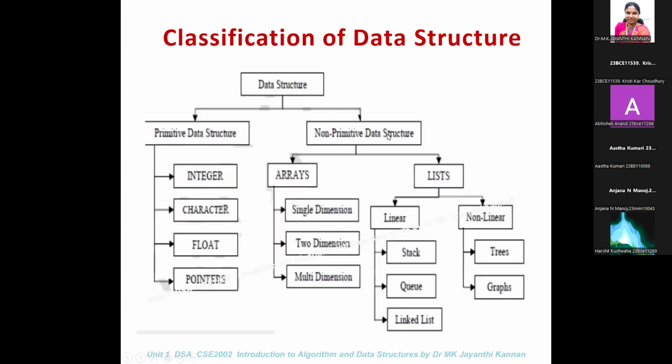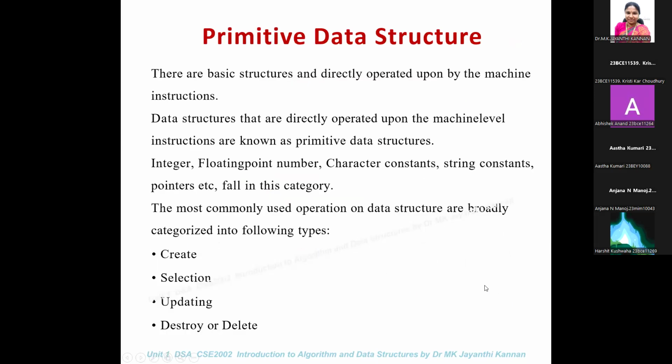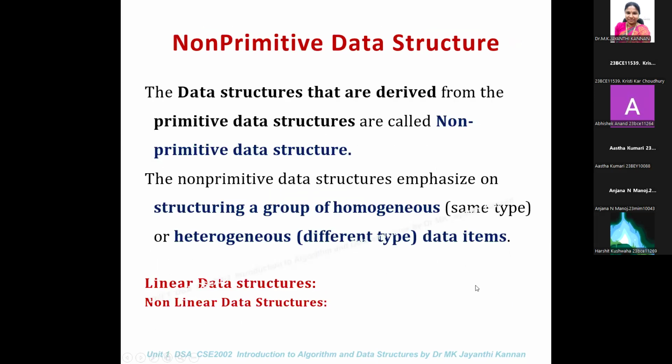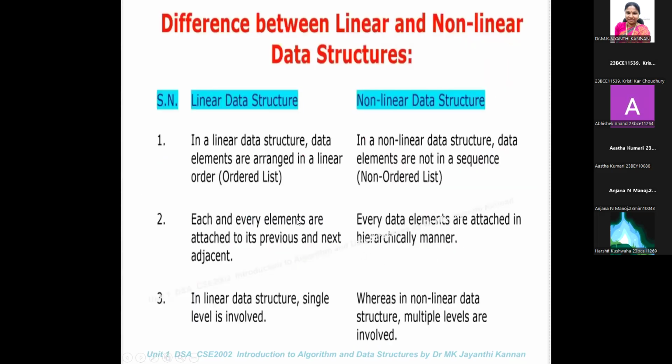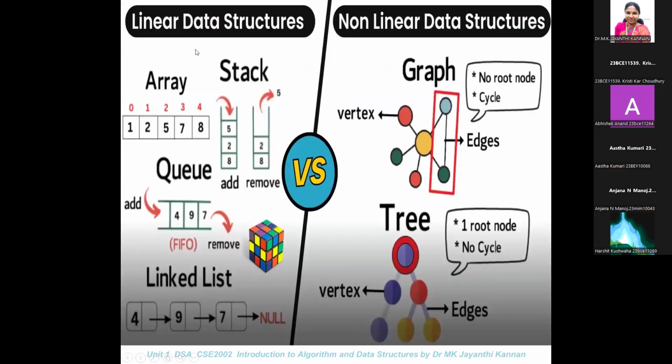If you take primitive and non-primitive: primitive is built-in, and non-primitive includes arrays, single dimensional, two dimensional, multi-dimensional, lists, linear, non-linear, stack, queue, and linked list, and non-linear, trees and graphs. The major difference between linear and non-linear data structures is given, and from the diagram itself you can easily understand.